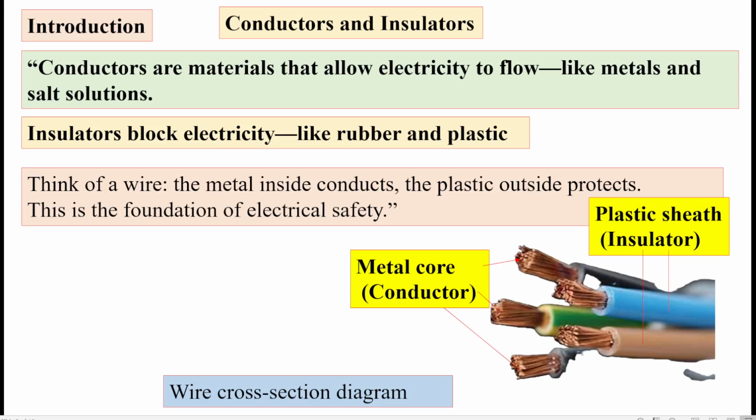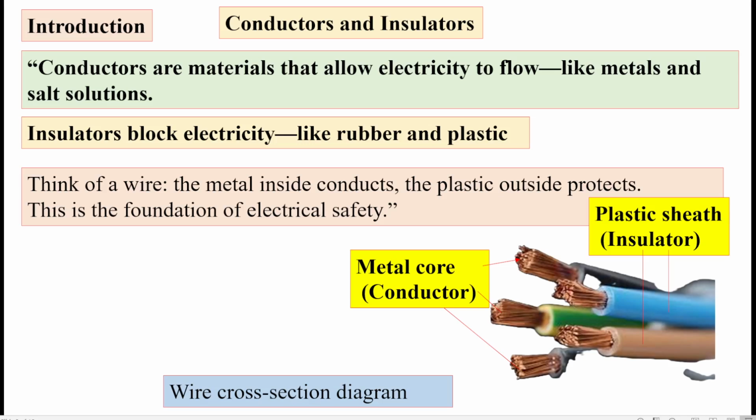Conductors and insulators: you know that conductors are the materials that allow the electricity to flow, like metals and salt solution. These are the examples. What are conductors? Conductors are the substances which allow the electricity to flow. Those which do not allow it, which block the electricity, are called insulators, like rubber and plastic.